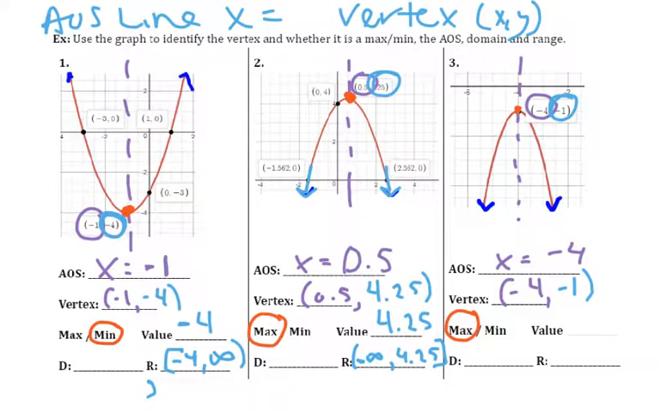And then number 3, the y value of that vertex is -1. That is the maximum value, which means our range is going from negative infinity up to -1, square bracket with -1.